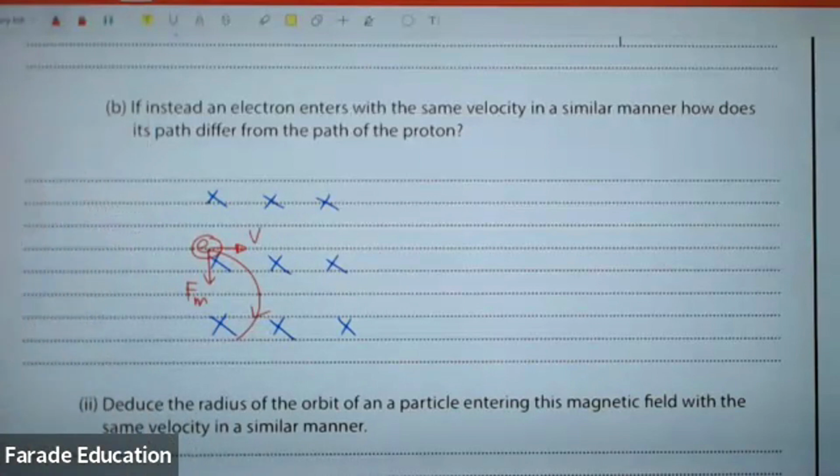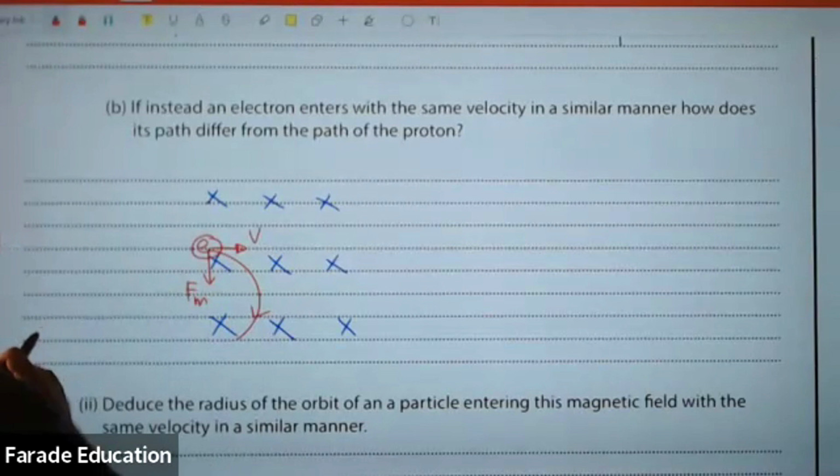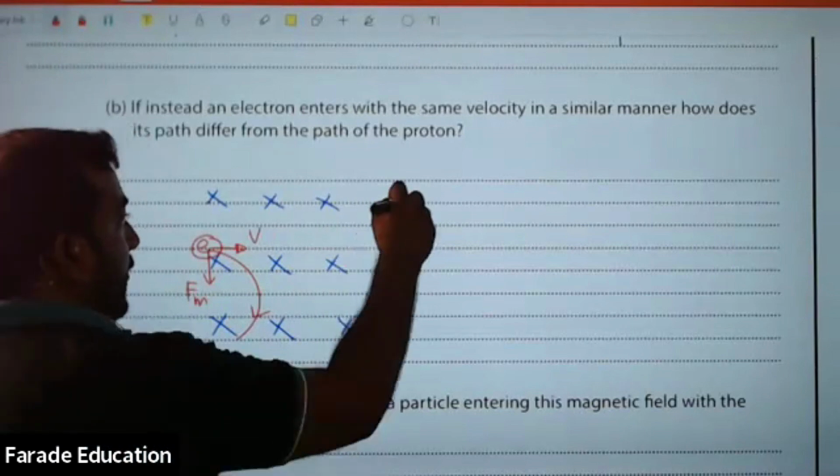So there you go. You can say the path will curve downward. Very direct relationship. If you want, you can find the radius as well.